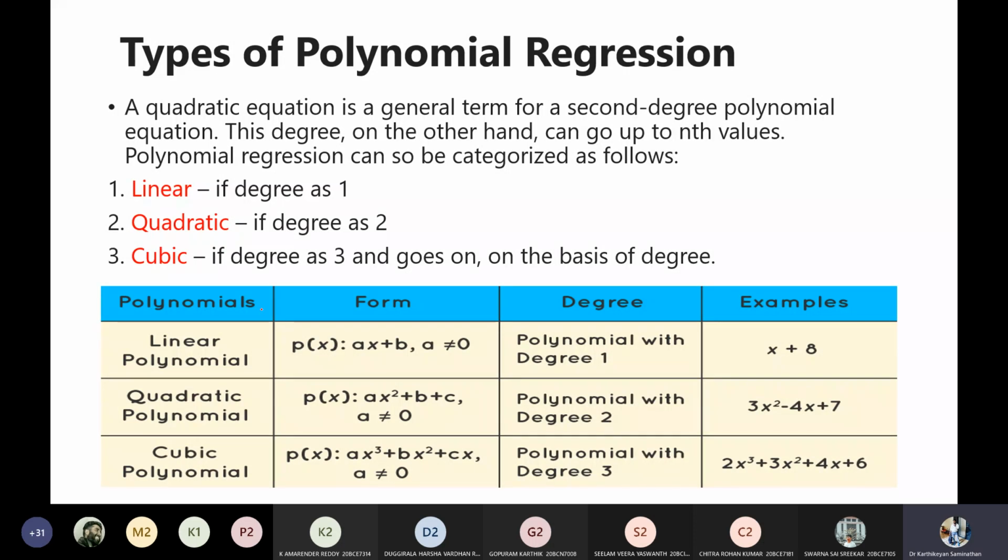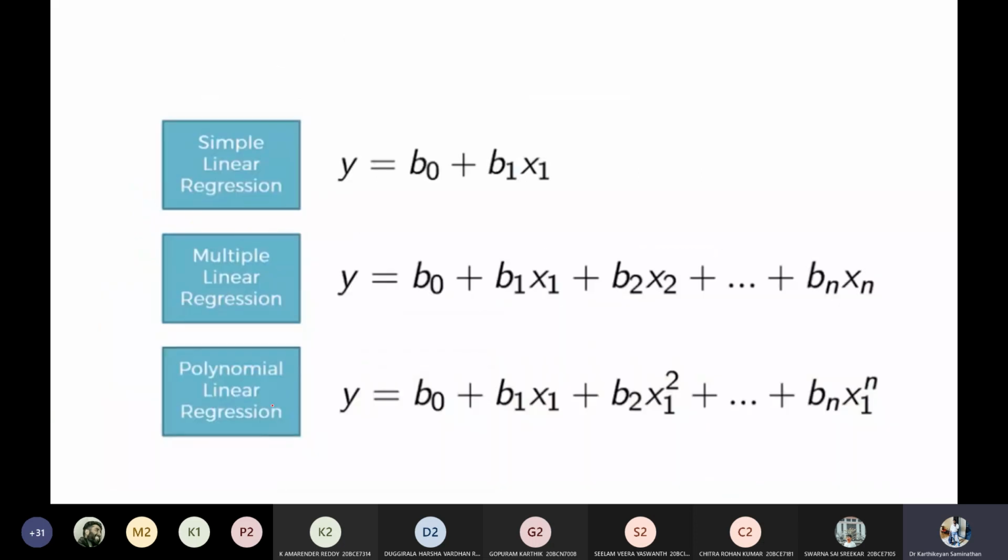So there are types of polynomial regression. When the degree is 1, we call it linear; degree 2, we call it quadratic; degree 3, we call it cubic. It goes on like this, 4, 5, 6. If it is a linear polynomial, for example x plus 8, x to the power 1, that is your linear. If x to the power 2, then you can say quadratic polynomial. If the degree is 3, it is a cubic polynomial. So these are the types of polynomial regression.